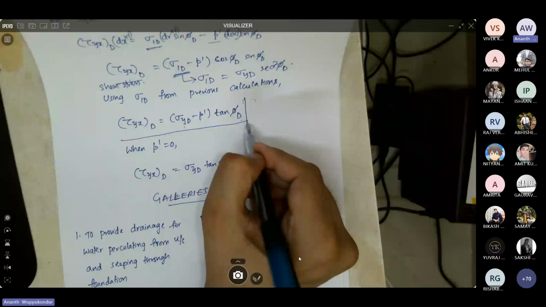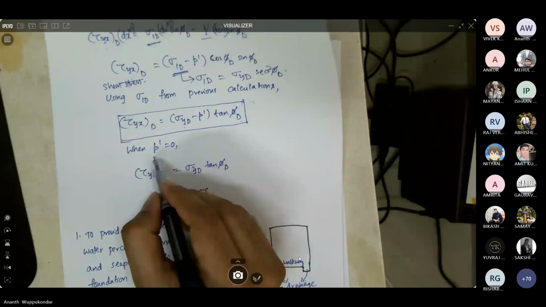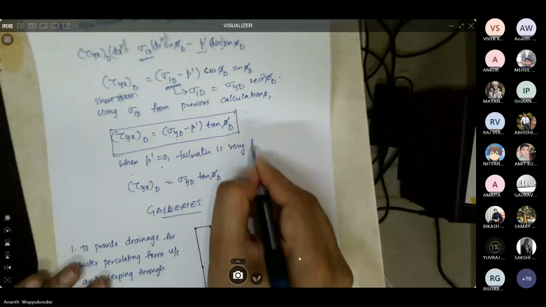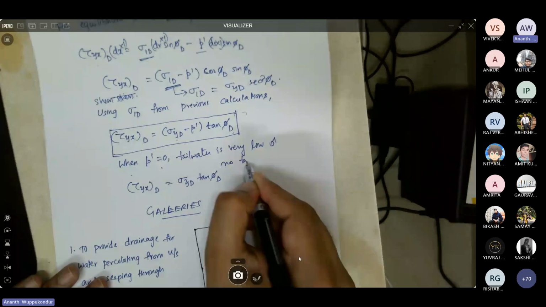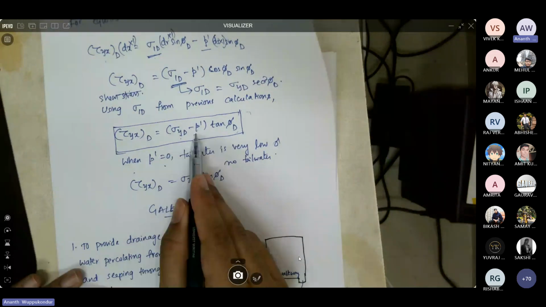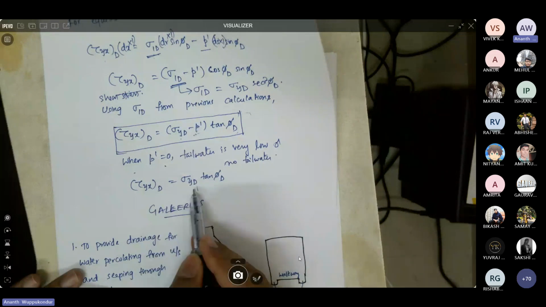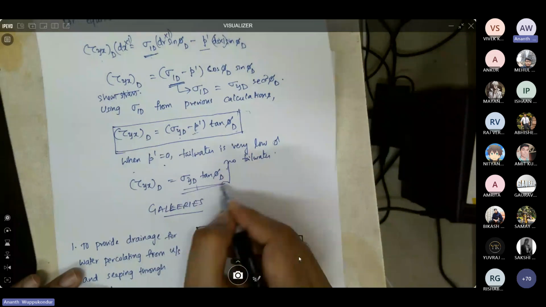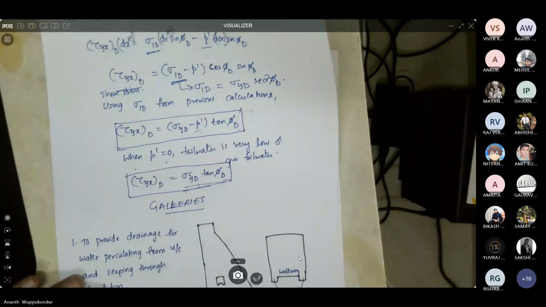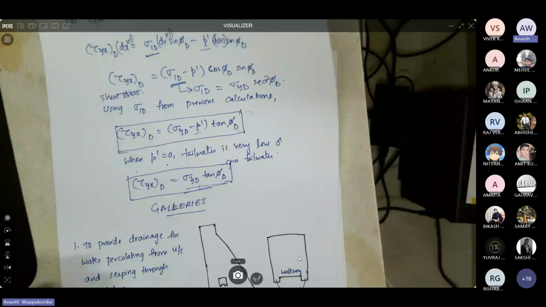And again, when you consider that the tailwater is very low or there is no tailwater, then you can neglect p prime here. So what you get is tau yx is sigma yd tan phi. So this is again, you need to make sure that the stress is acceptable depending on the choice of material. So these are the different stresses that you need to consider when checking for the failure of dam.